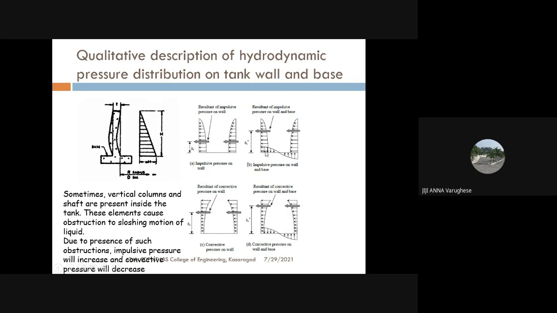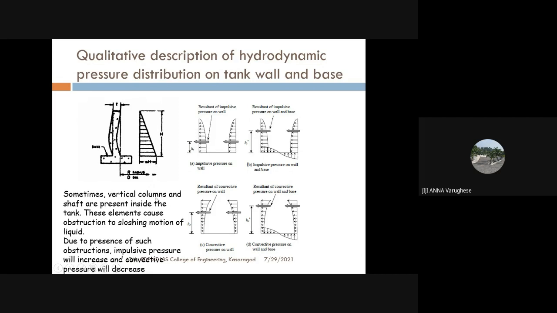So we have to consider that effect also while checking stability of the structure, both the ground supported as well as the elevated water tank. If we consider this effect, automatically the CG position of this pressure distribution increases. HI increases to HI star and HC increases to HC star. And this is the distribution for a water tank which is containing liquid.